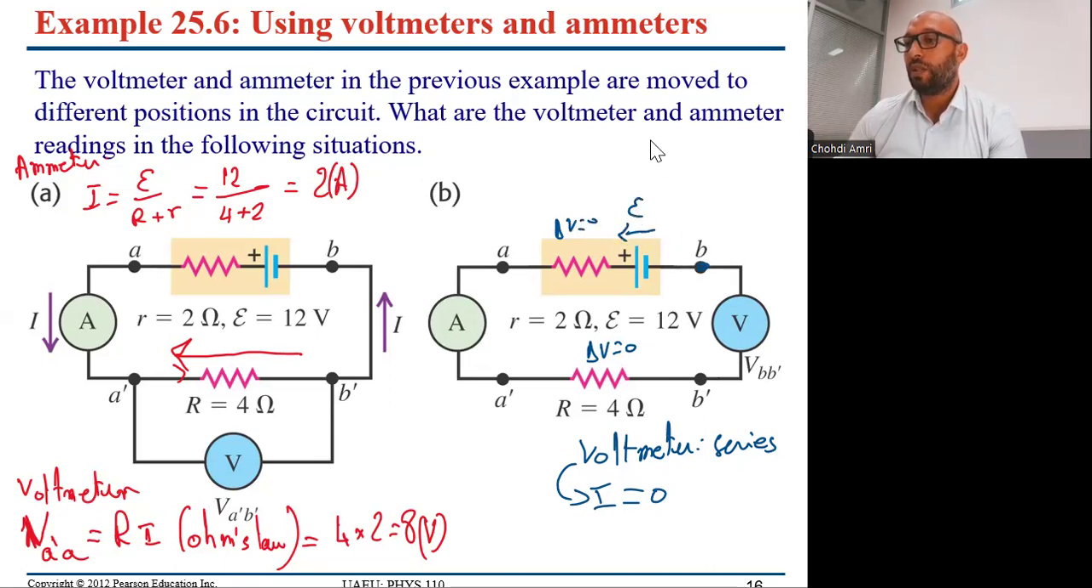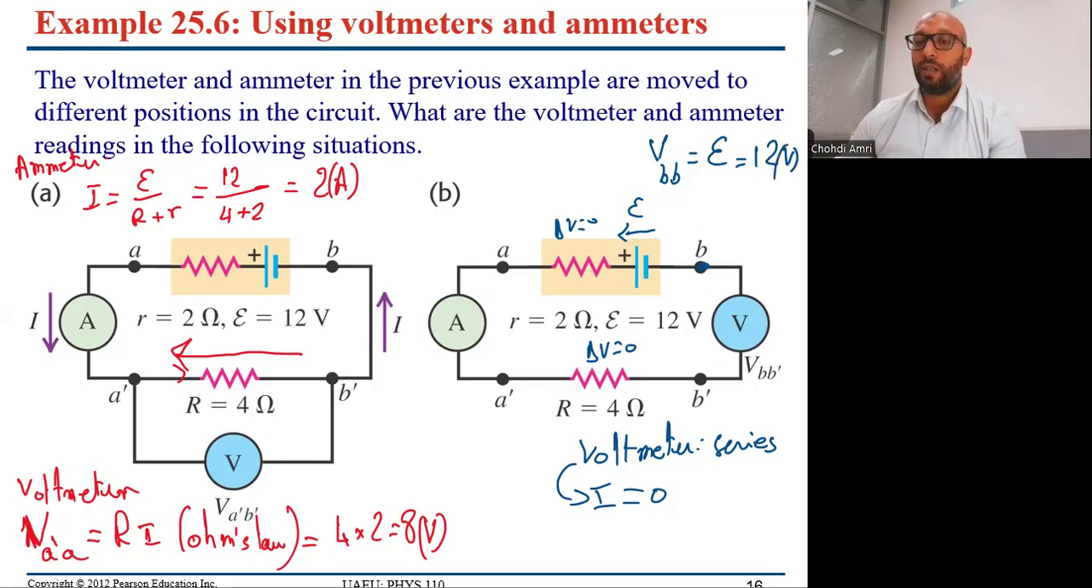So the reading of the voltmeter, V BB prime, equals only epsilon, because there is no current in the circuit, so we have only the potential difference across the battery. That means the electromotive force, which is equal to 12 volts.